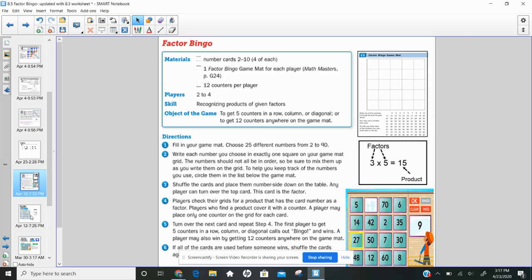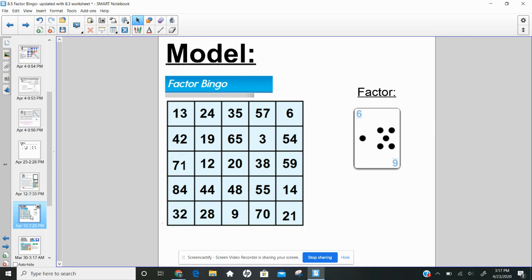You're going to try to find a product that has that card number as one of the factors. Okay, so I'm going to show you this online version first. Here's an example. Here's a game board that's been brought up. Here's the card that was played, 6. Well, I could just choose 6, since 6 times 1 is 6. Or I could find something else that goes on here.